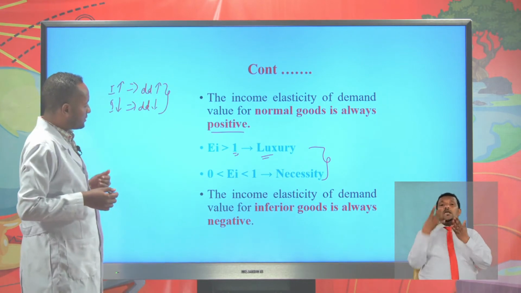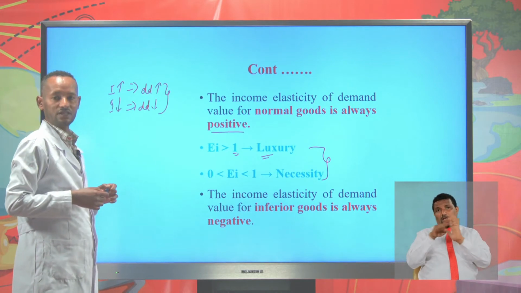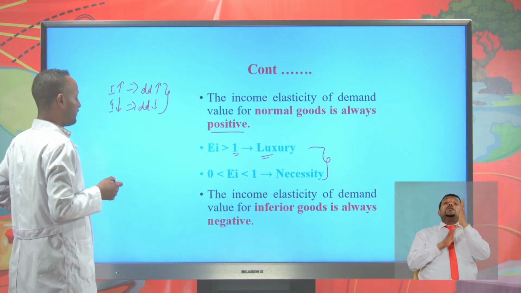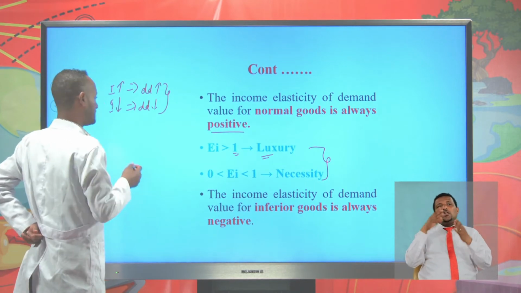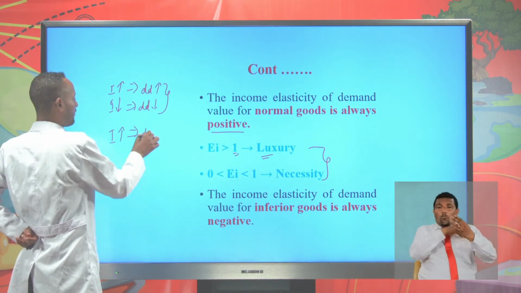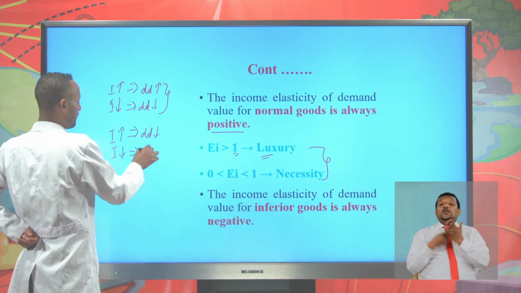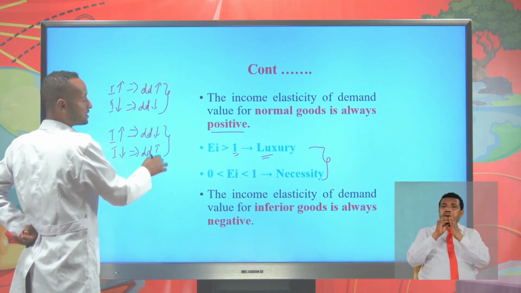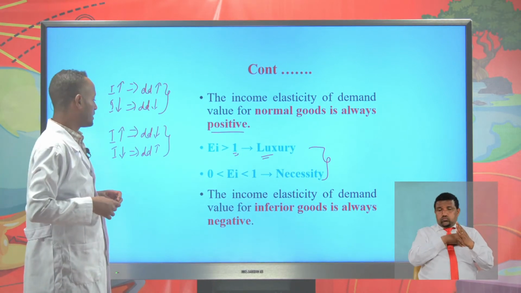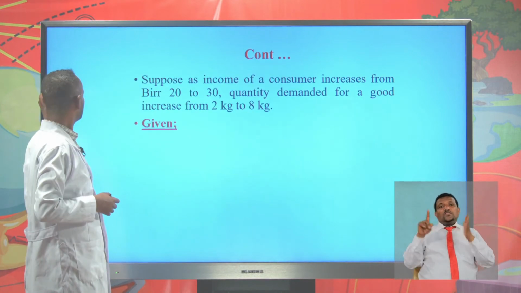The income elasticity of demand value for inferior goods is always negative. This is due to the inverse relationship between income of a consumer and the demand for inferior goods. Inferior goods are those goods whose income effect is negative. That means as income of a consumer increases, the demand for inferior goods will decline, and with the fall in income of consumer, the demand for inferior goods will increase. Due to this inverse relationship, the income elasticity of demand value for inferior goods is always negative.